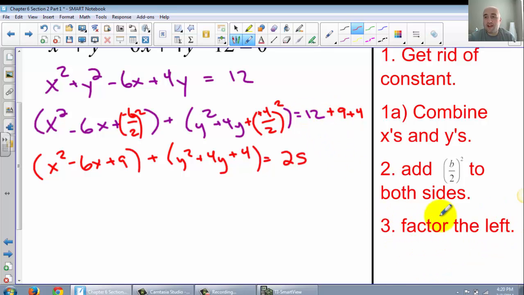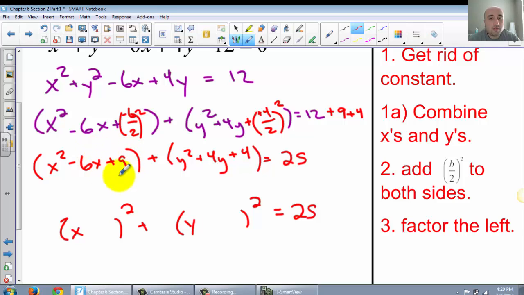Okay, so number 3 says factor the left. The factoring shouldn't be that hard. You're going to have a set of parentheses and a squared, a set of parentheses and a squared, equals 25. So I'm going to put my x, I'm going to put my y. What two numbers multiply to be 9 and add to negative 6? Hopefully you see negative 3. And what two numbers multiply to be 4 and add to 4? Hopefully you see that's a positive 2.